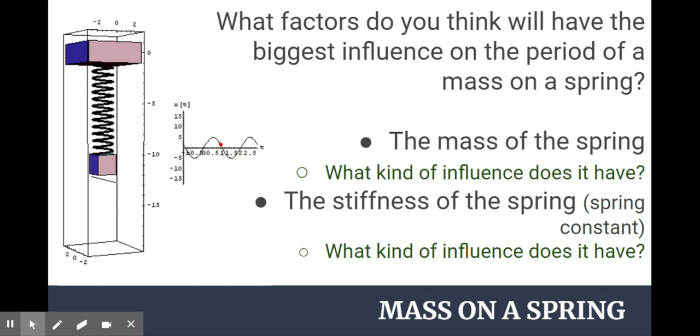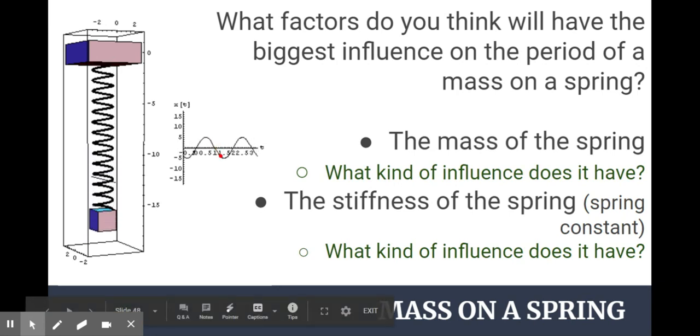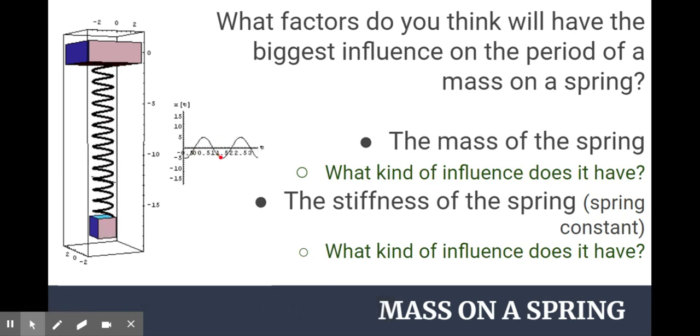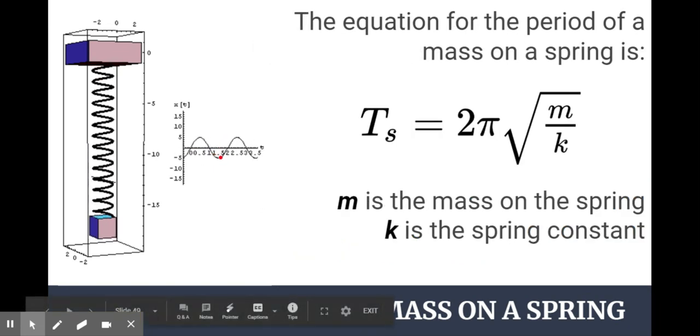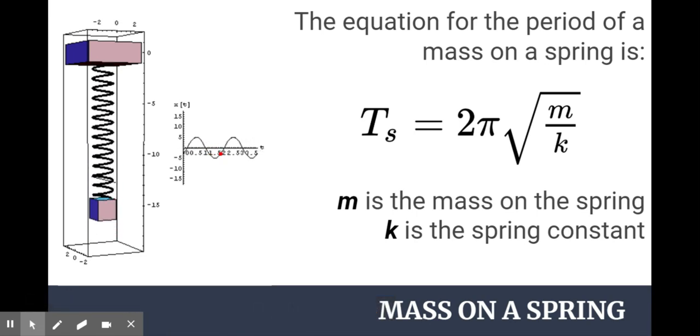Well, obviously the mass is going to have an influence. Bigger mass will influence, smaller mass will be different. And also the stiffness of the spring, or the spring constant. Does this have a very high spring constant, a very low spring constant? If we look at our equation, we can understand exactly how much. As we increase our mass, if we put a bigger and heavier object on this spring, the period's going to get larger and larger and larger.